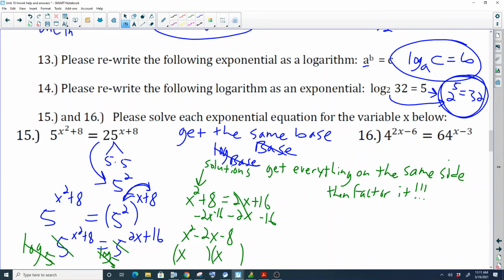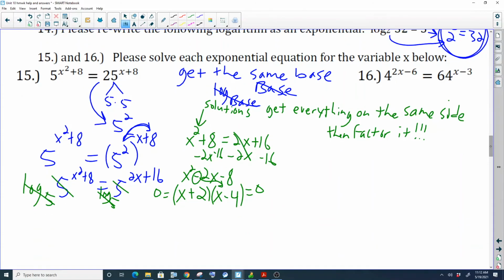Okay, so now that can factor into x and x. And then what are factors of 8? That's right, 2 times 4 is 8. And remember, the sign of the middle term always goes with the larger number. So it's going to be a negative 4 and a positive 2. Then you set each of those equal to 0, and we get 2 solutions. We subtract the 2 over here, and we get x equals negative 2. And then we add the 4 over here, so we get a positive 4.